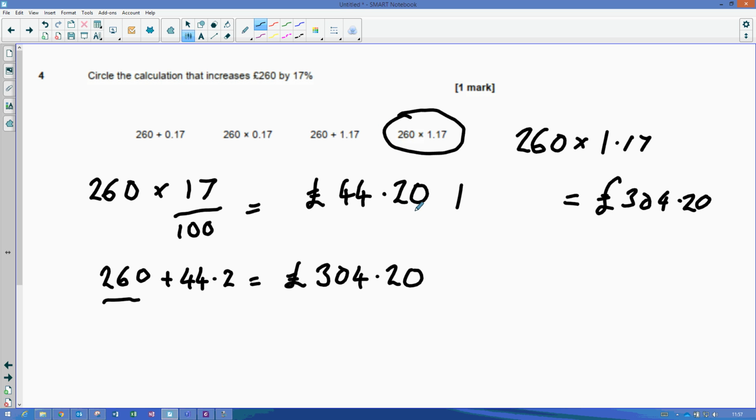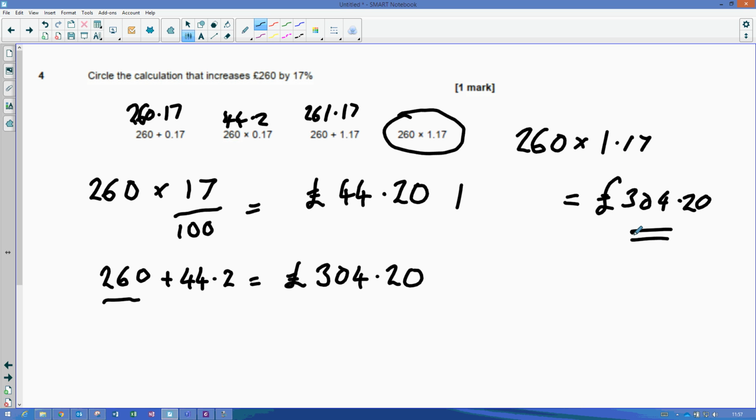However, given it's a calculator question, if you're not sure, you could do all 4 of these sums on your calculator quickly and you will get answers of 260.17, 44.2, 261.17 and this correct answer.